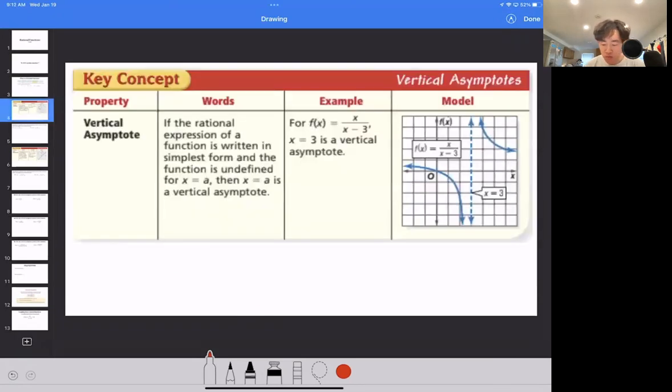Moving on to the next part, I want you to write down this word and highlight it, or just write it in your notes. It's called a vertical asymptote. A vertical asymptote is an imaginary line, going in a vertical up and down direction. The word asymptote always represents a dashed line, like in the visual representation on the right-hand side. It's a line that the graph approaches, but never touches.